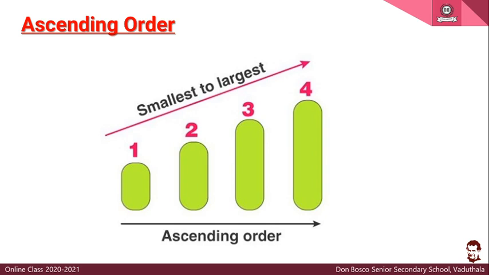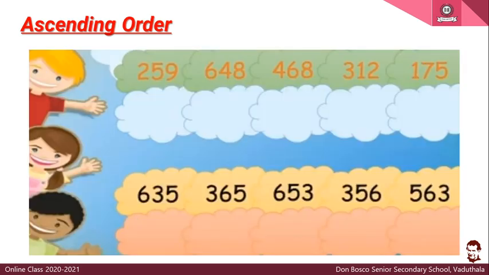Now shall we do some problems? By doing problems, you can arrange numbers in ascending order. Let us move on to some examples. First one, five numbers are given. You have to arrange these numbers in ascending order. Then look at these numbers.